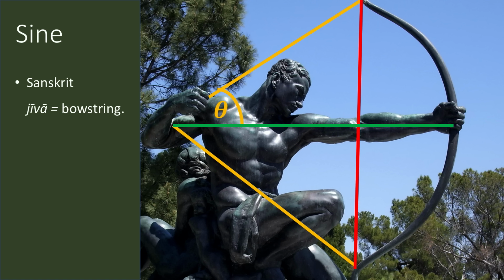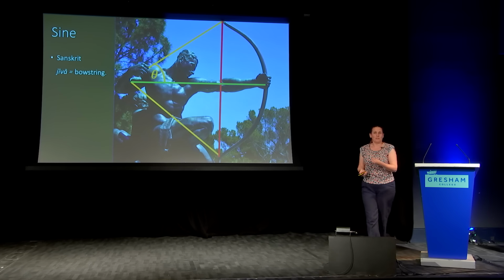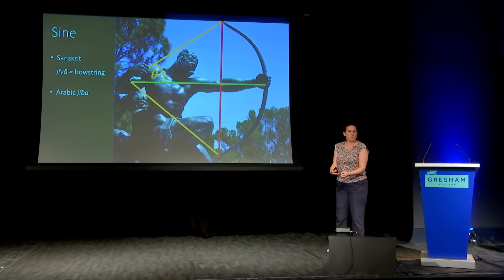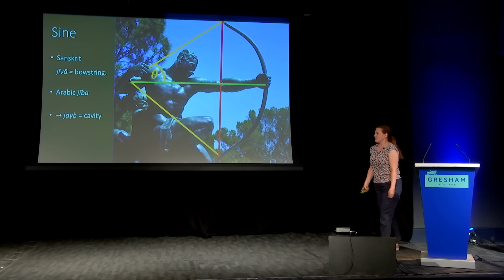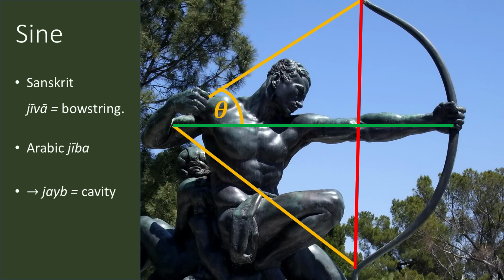Now, when those texts got translated into Arabic, as the knowledge passed through the ancient world, they transliterated that word. They didn't try and translate bowstring, they just wrote down the letters that would make the same sound. And so we got, in Arabic, jiba, something like this. That's not a word in Arabic. So as these things got recopied, the scribes would go to the nearest word, which was jaba, and that means cavity. And so the final step is that when those Arabic texts got translated into Latin, they translated that word cavity into the Latin word for cavity, which is sinus. That's how we get, like we all have sinuses, right? That's how we get this word sinus, and then in English it becomes sine.